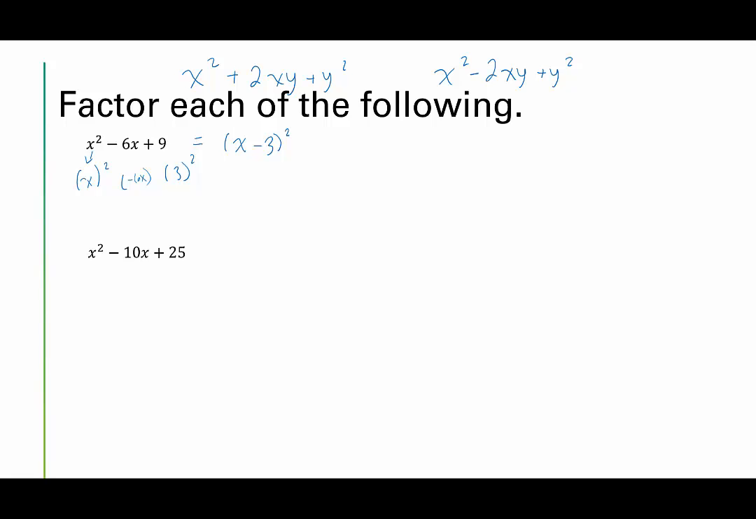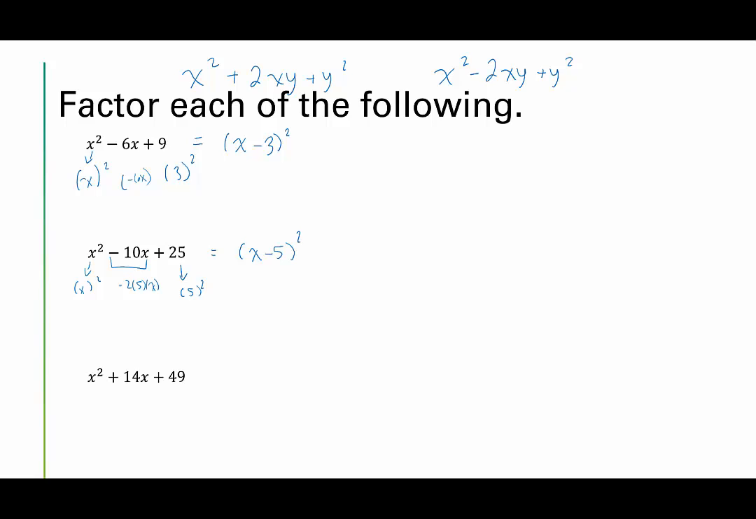How about x squared minus 10x plus 25? The first term's a perfect square: x quantity squared. The last term's a perfect square: 5 squared. And the middle term, again we have a minus sign. Is this minus 2 times 5 times x? Yes, it is. That's good news. That means this is a perfect square trinomial, and it's going to factor into x minus 5, quantity squared.